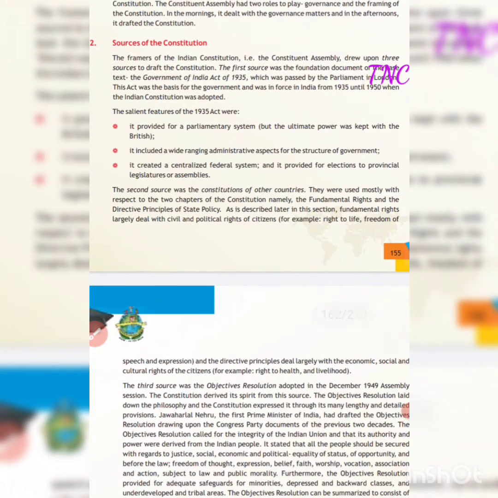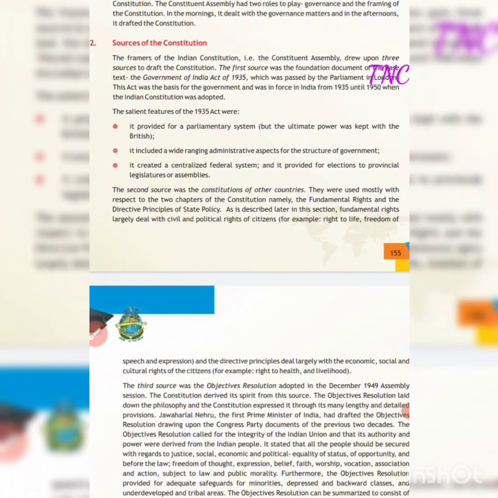Salient features of the 1935 Act: it provided for a parliamentary system, but ultimate power was kept with the British. Obviously, if they are ruling over us, why would they give the power to us? The supreme and ultimate power will not be provided to us at any cost, right? So it provided for a parliamentary system, that there will be a parliament in India where the acts will be passed, but the absolute and ultimate power was still with the Britishers.